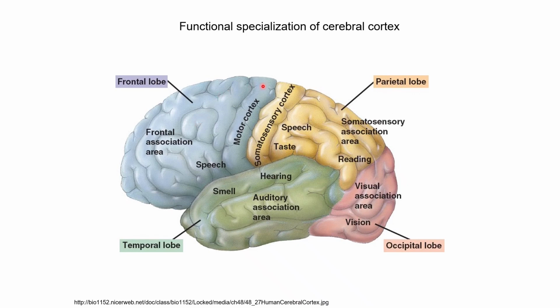Note that there are two strips here. This one is called the motor cortex, which is part of the frontal lobe, and the somatosensory cortex, which is part of the parietal lobe. These are involved in getting signals from different parts of the body in the case of somatosensory cortex, and controlling different parts of the body through the motor cortex.